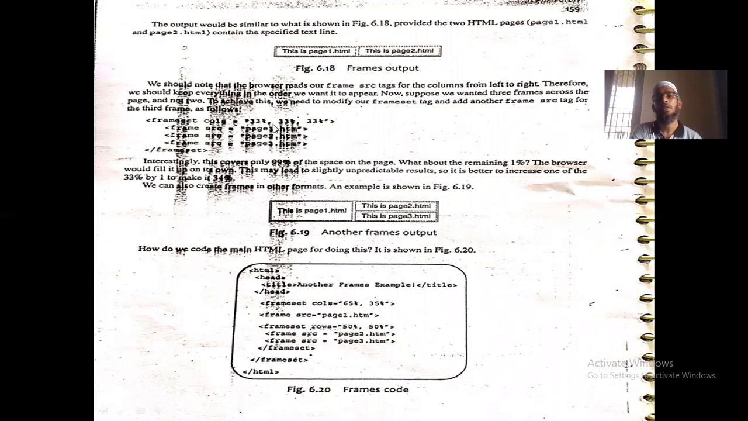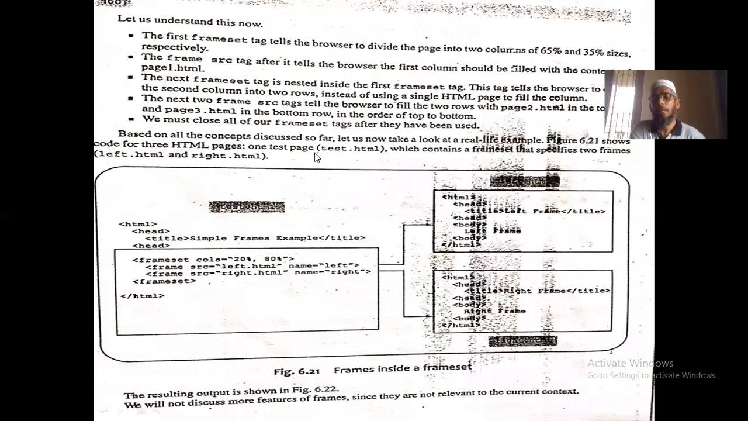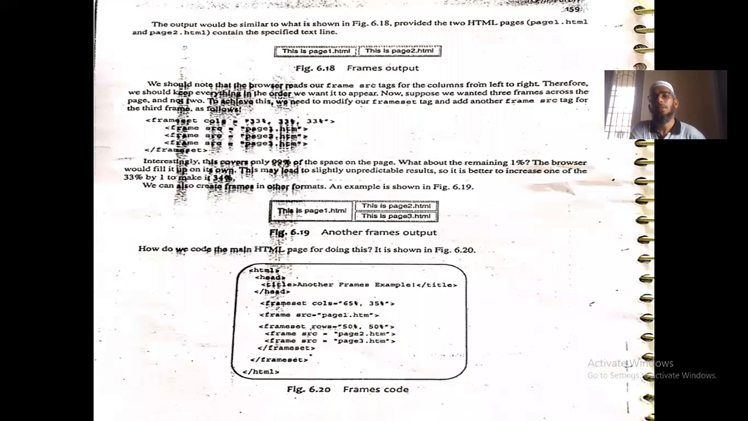But if you divide it into three, there is 33%, 33%, 33%. Now your entire page is divided, and then again it is displayed as three frames. This covers only 99%, so when you give 33, 33, 33, the remaining 1% is filled by the browser itself.